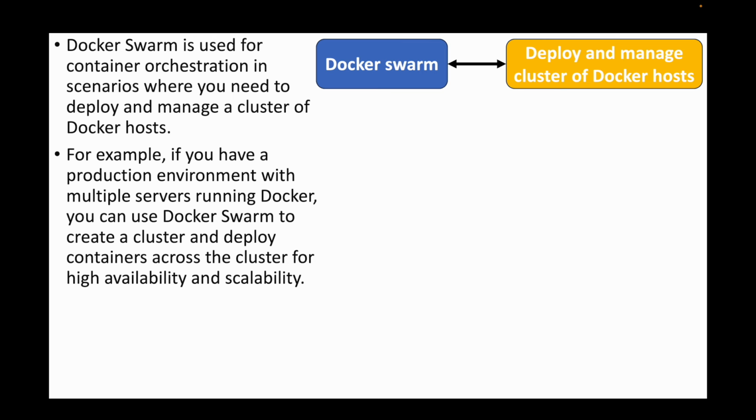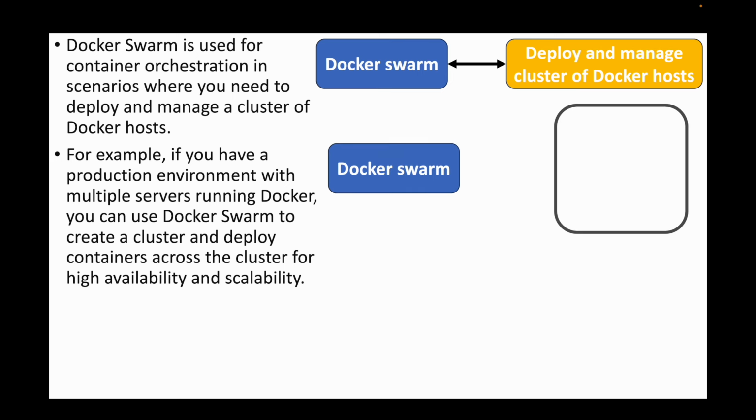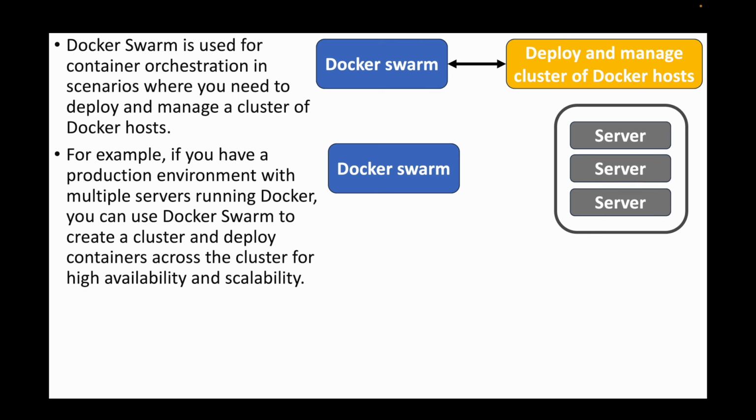For example, let's say you have a production environment and you have multiple servers running in this production environment. We can make use of Docker Swarm to deploy containers across these machines. So this becomes our cluster, and to manage this cluster, we can make use of Docker Swarm, and we can use Docker Swarm to run our containers across these machines. Okay, so that's where we can make use of Docker Swarm.